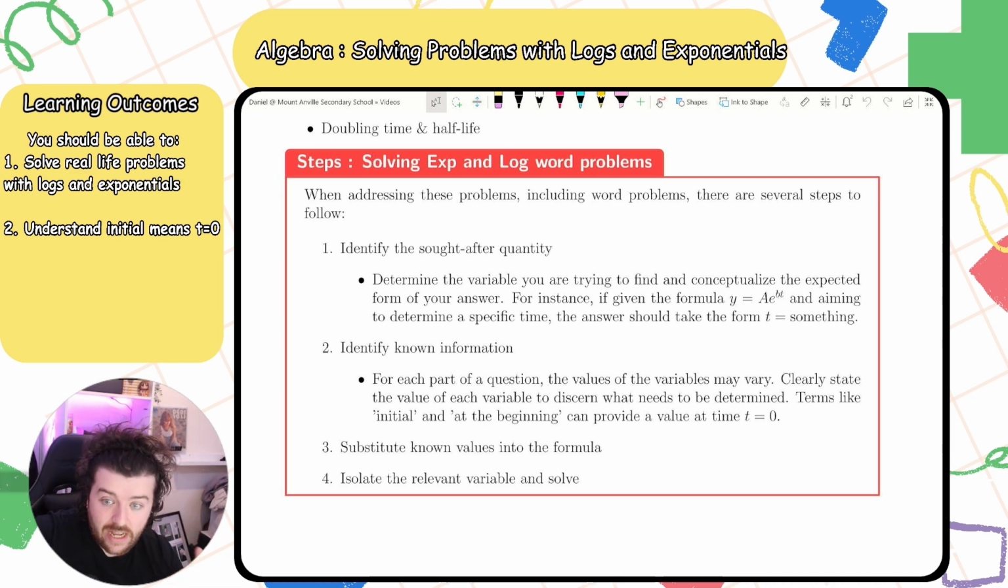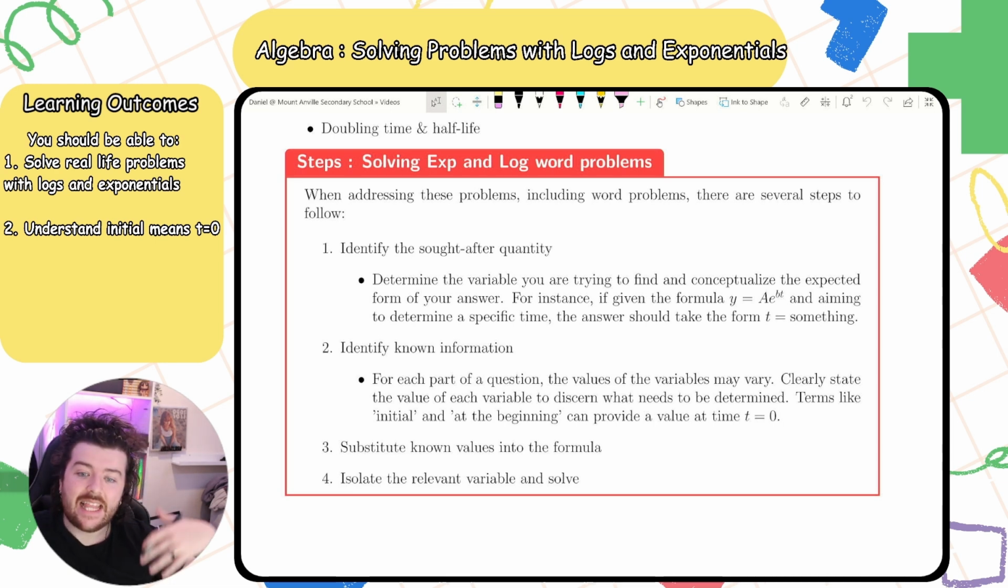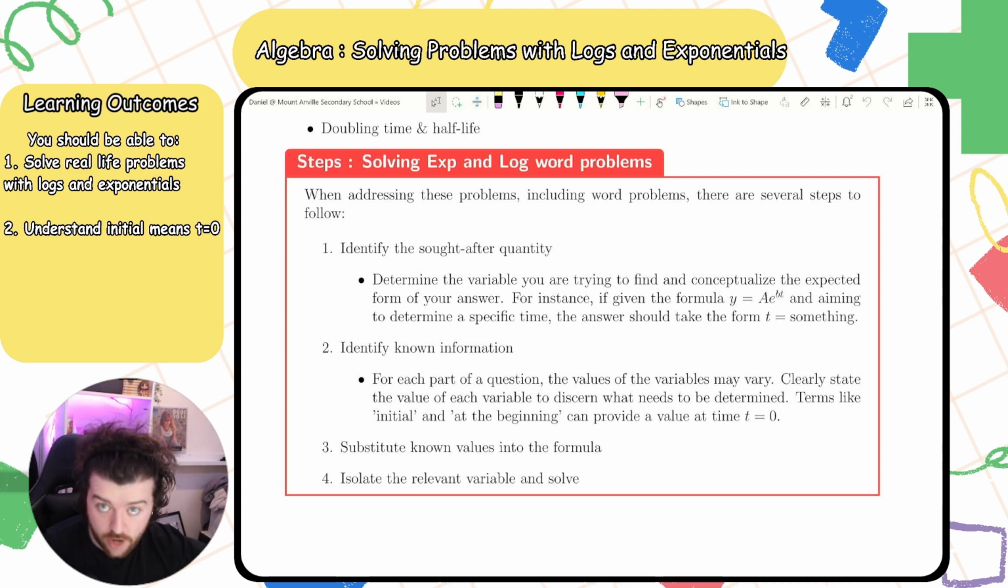Identify known information. For each part of a question, the variables may vary. Clearly state the value of each variable to discern what needs to be determined. Terms like initial and at the beginning can provide a value for time. So if they say the initial quantity of carbon-14 was 50 grams, that means time was 0. Whenever you see the words initial or in the beginning, time is 0. Then you substitute known values into your formula, isolate the relevant variable and solve.